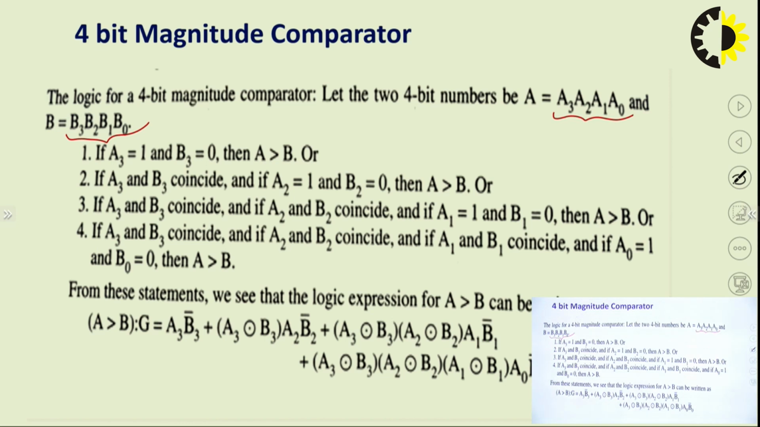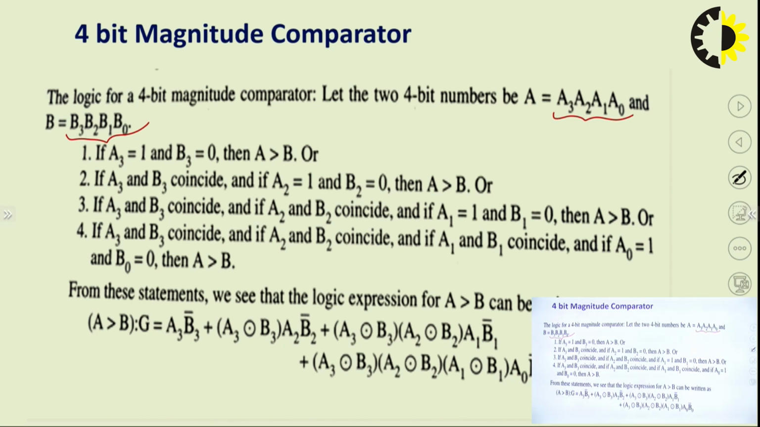There are two numbers which we are taking, and first, if A3 is equal to 1 and B3 is equal to 0, then A is greater than B. Let us take it case by case. See, this is the case. I have these numbers. For each 4-bit number, I have 16 different combinations.